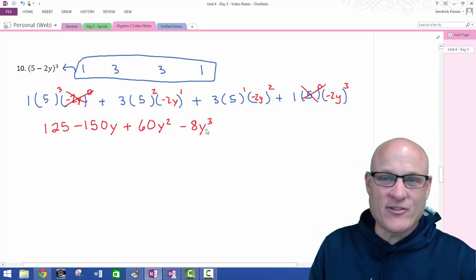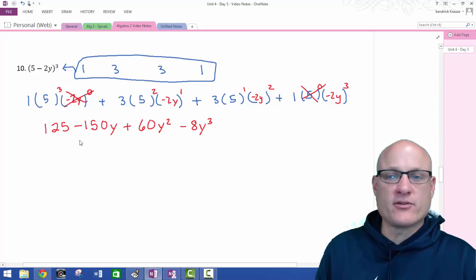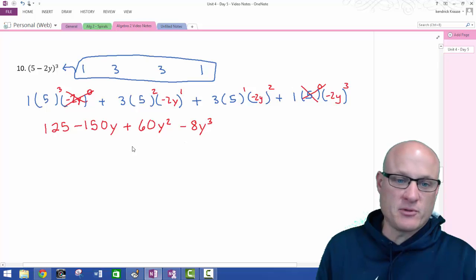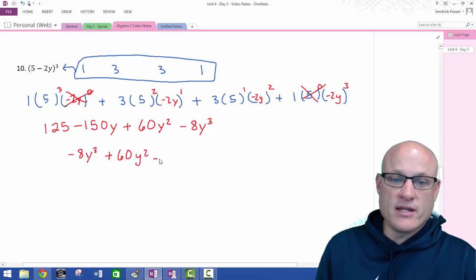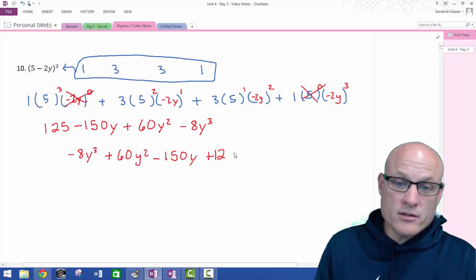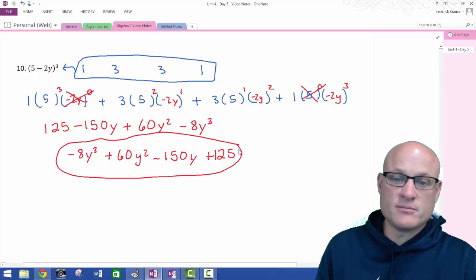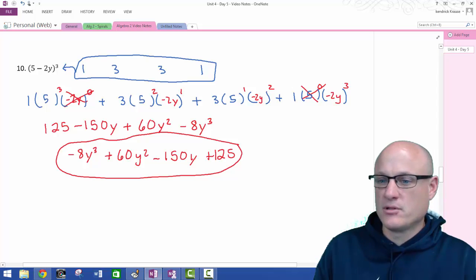Now, this is our answer, but I'm going to tell you, if you were in my class, this would be wrong because I don't like answers not written in standard form. And standard form says we write them with the highest degree first, and cubed is the highest degree, so that should come first, then the squared, which is the plus 60y squared, then the y term, 150y, and then plus 125. Oops, forgot the 125. This would be the best answer. I would take off points for that, but I'm a really mean teacher.